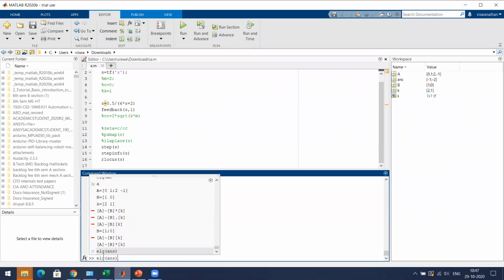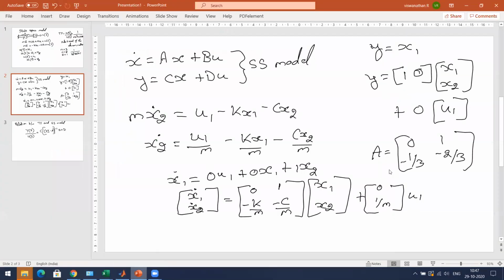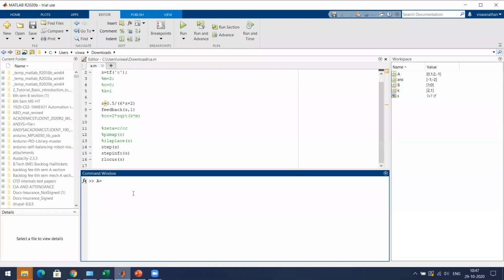For that, I'll just clear this. So A matrix is equal to 0, 1, minus 1 by 3, minus 2 by 3. Okay, so this is the A matrix. Now if I find the eigenvalues of this, it is giving these roots. This is the same root as what we saw previously, right?